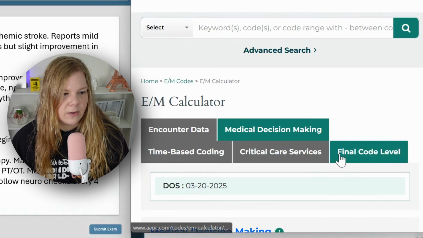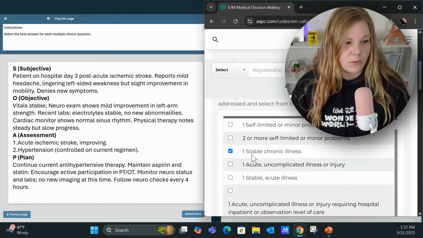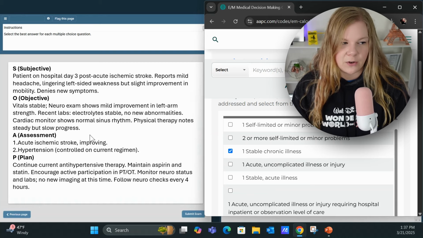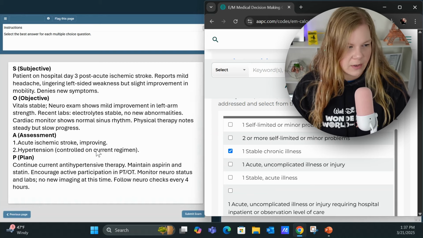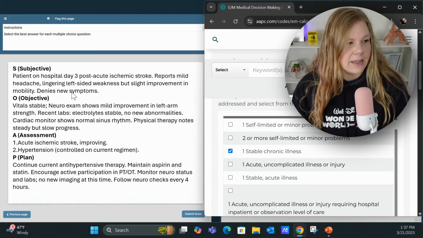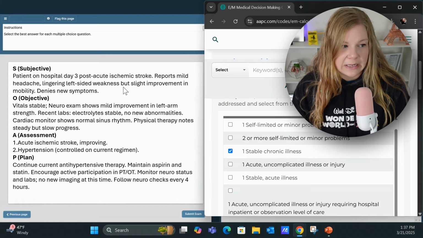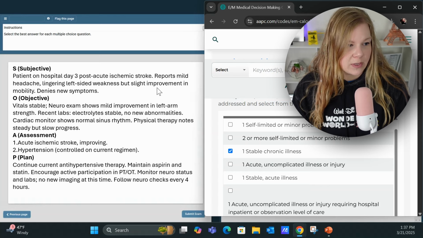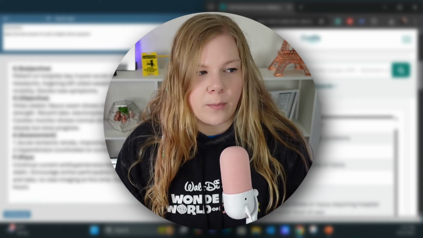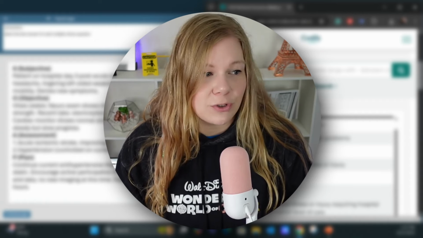And then we're going to calculate our medical decision making. We have the one stable chronic illness for the hypertension. Now we do also have the acute ischemic stroke. It's not currently active, but it is improving. And it says that they have some lingering left-sided weakness, but there is some slight improvement. And I believe also the headaches, I think it looked like mild headache. So it looks like there is some complications or residual effects.